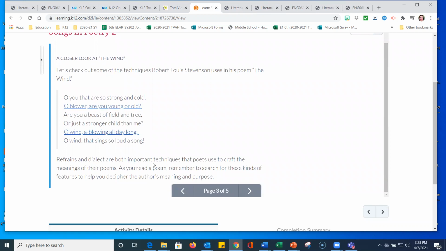Refrains and dialect are both important techniques that poets use to craft the meanings of their poems. As you read a poem, remember to search for these kinds of features to help you decipher the author's meaning and purpose. Slide 4.